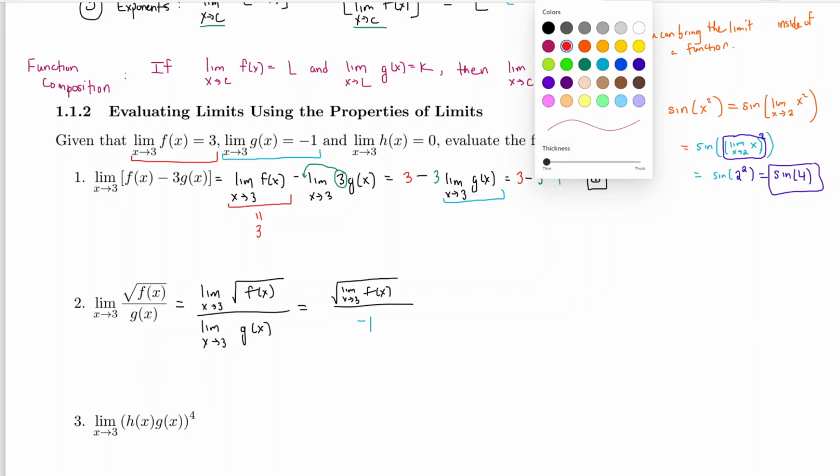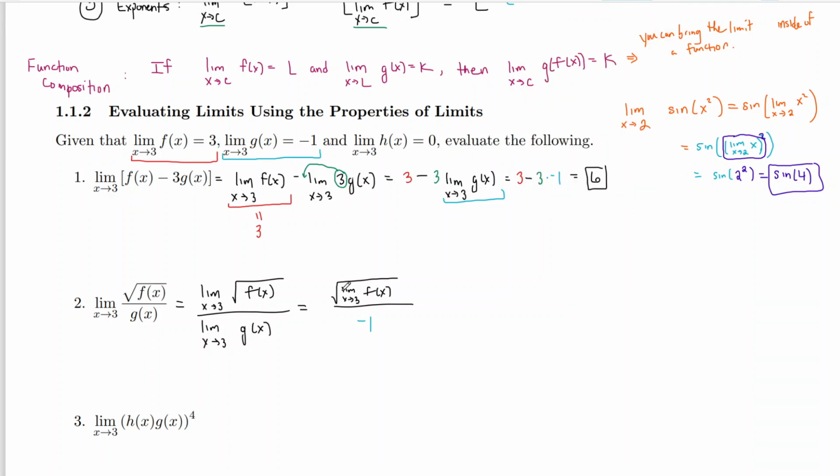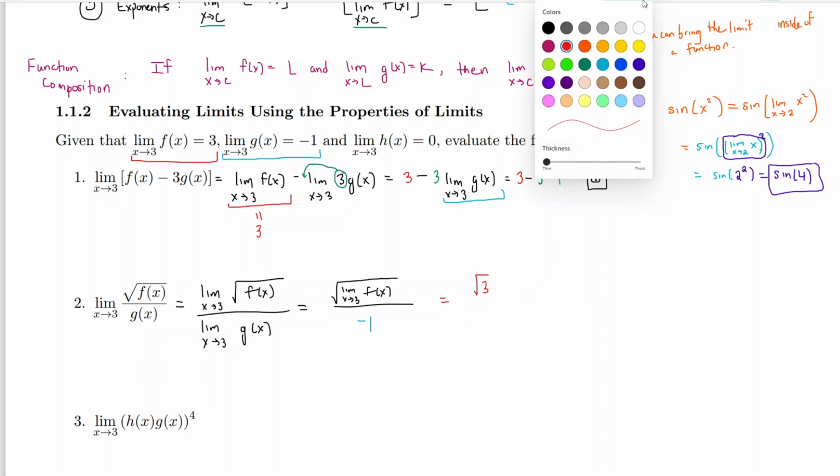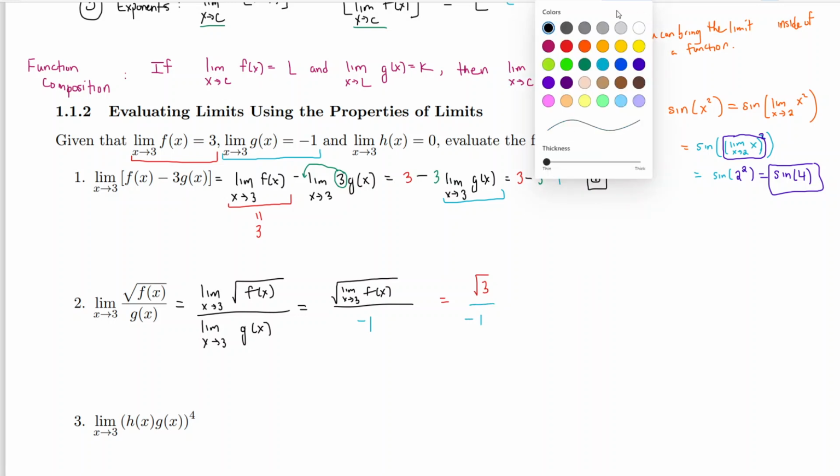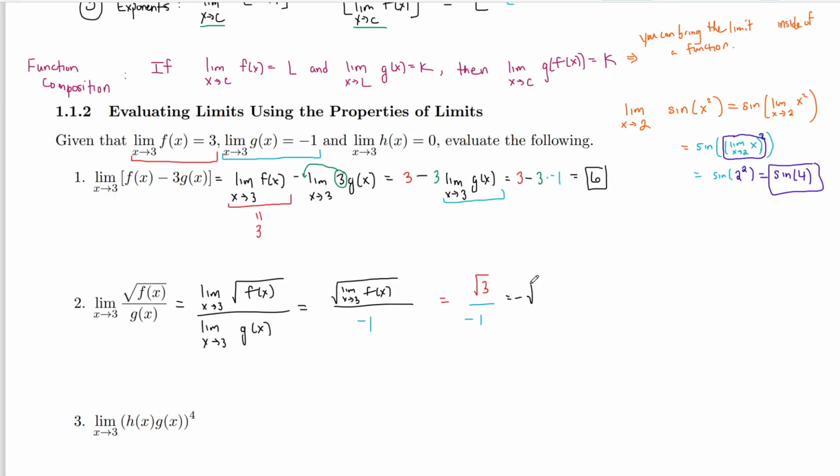And we know that inside is 3 because that's exactly what we got there. The limit as x goes to 3 of f of x equals 3. So we're going to have the 3 inside the square root. And then we have that -1 on the bottom. And you simplify that, this just equals the negative square root of 3.